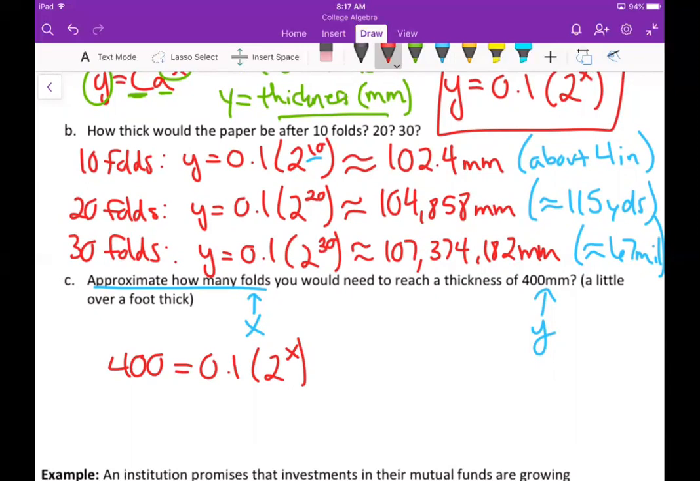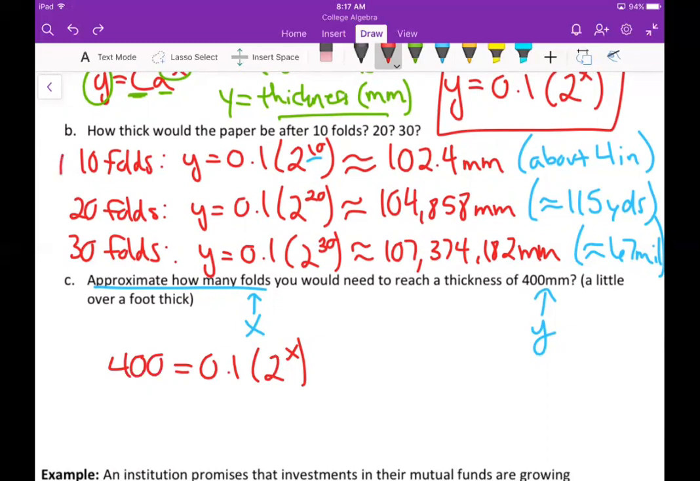Because right now, there's no way for us to get that exponent down. We can't divide off 2 or anything like that because x and 2 are not being multiplied. We have an exponent of x. So we just have to do a little bit of educated guessing here. So let's use some of the information we have up here.